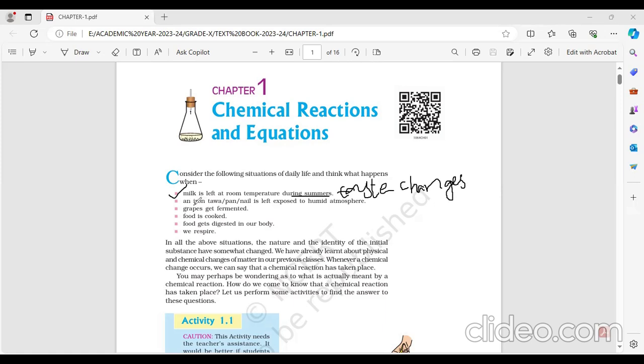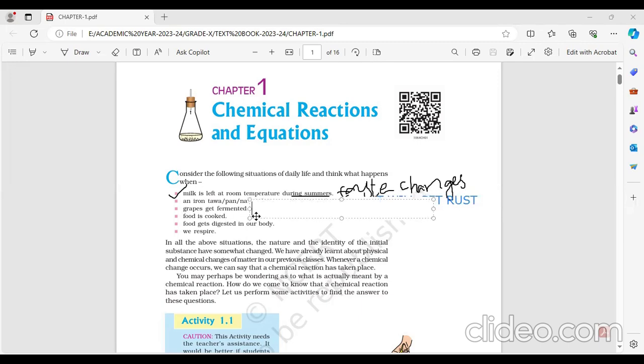Second one, in the second example, an iron tawa, pan, or nail is left exposed to a humid atmosphere. So what happens? When any iron materials are exposed, they get rusted, right? So it will get rust. So what will be the answer for the second one? You may also write like in the textbook itself: it will get rust. So this will be the answer for the second one.